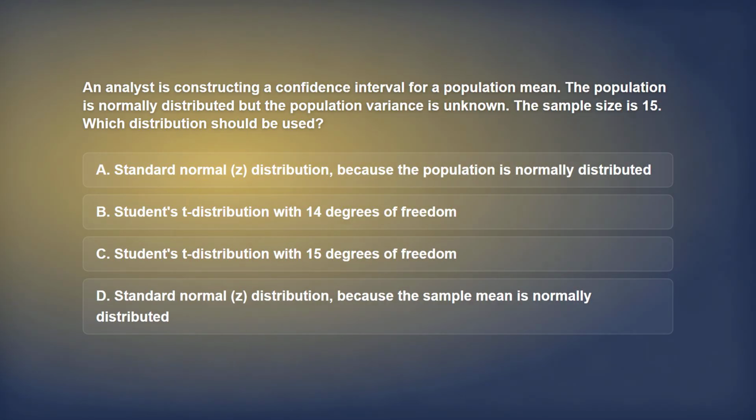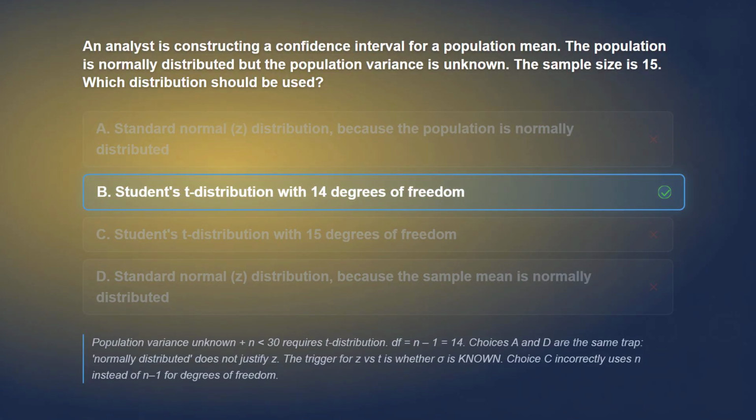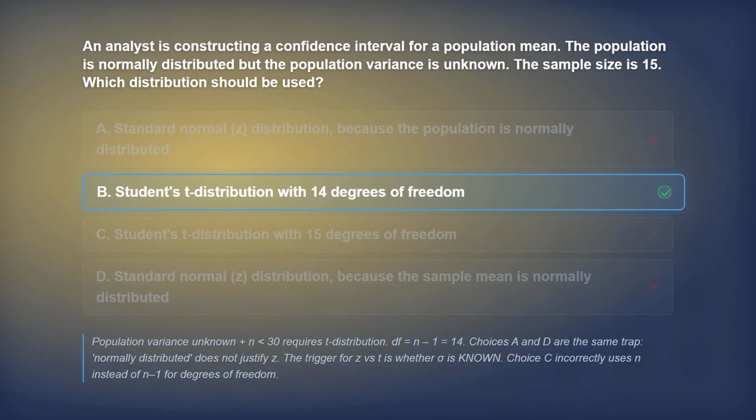The answer is B. Population variance unknown plus n less than 30 equals t required. Degrees of freedom equals n minus 1 equals 14. Choices A and D are the same trap restated. Normally distributed does not justify Z. The only trigger for Z is whether sigma is known. Choice C uses n instead of n minus 1 for degrees of freedom.